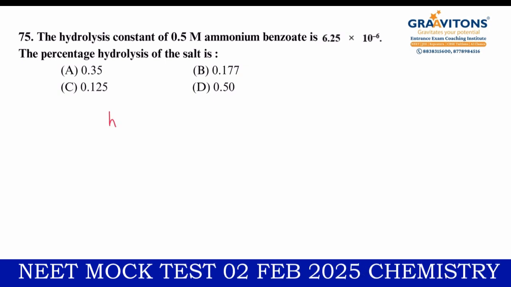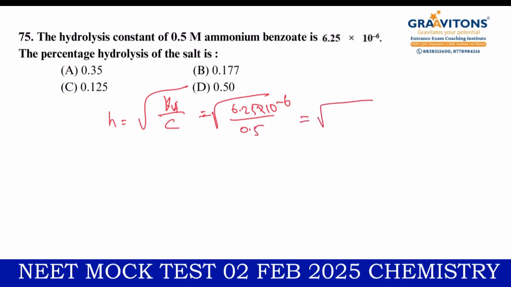We know the formula that h is equal to square root of Kh divided by C, and I can substitute this hydrolysis constant Kh from the question, which is 6.25 into 10 to the power minus 6, and the concentration is 0.5. So when we solve this, we have the value 12 into 10 power minus 6. So h is equal to root of 12 into 10 power minus 6.